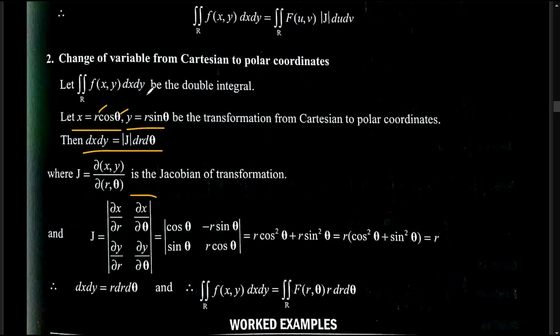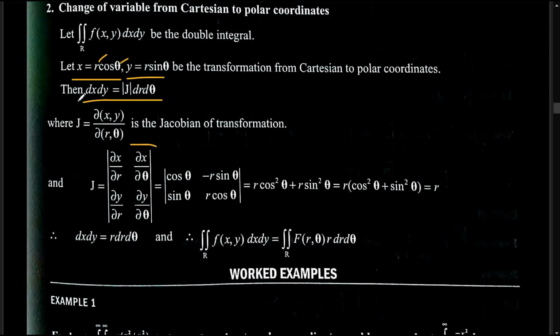dr dθ, nothing but the u and v, something like that. Now to find the Jacobian, you use determinants: ∂x/∂r, ∂x/∂θ, ∂y/∂r, ∂y/∂θ. This is the Jacobian. In some books they interchange this too, but it's not a problem. Everything will give the same result.